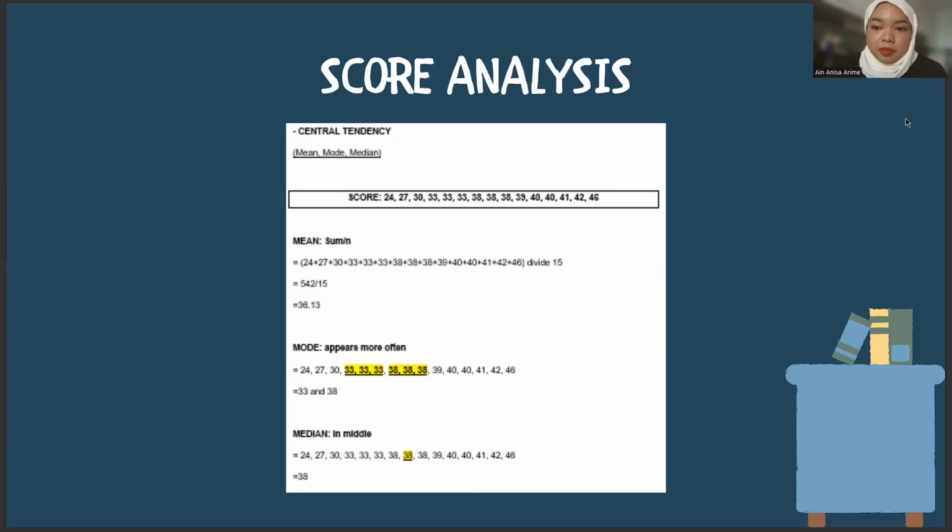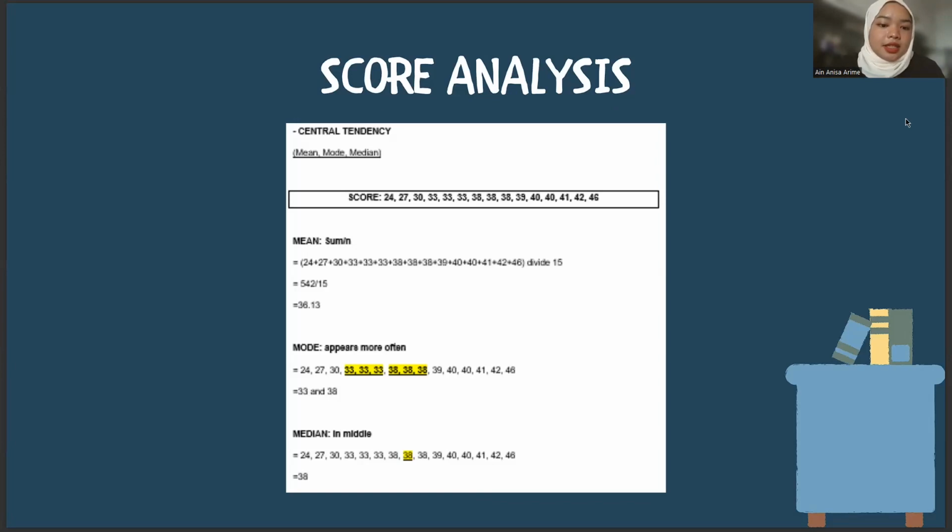That is our mean. And then the mode is the most frequent number, that is, the number that occurs the highest number of times. So we just arrange the numbers in ascending order and then look for the most often number in the scores. So what we got here is 33 and 38.